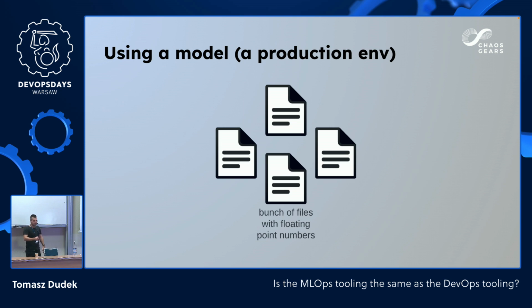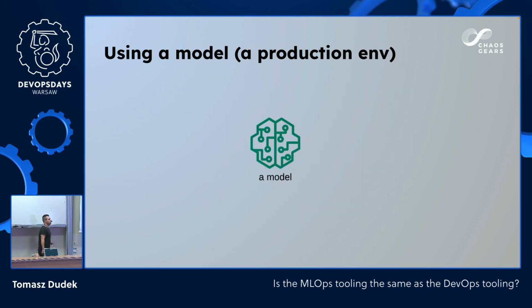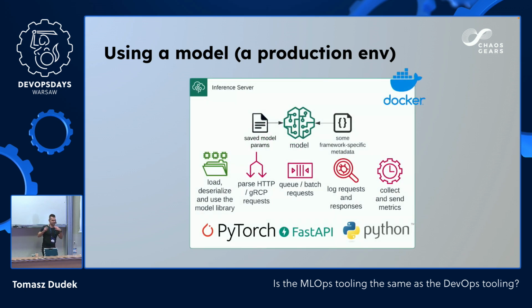But a bunch of files is not yet useful. It doesn't let other people or other applications use a model. So we need to do something about it. And we do that in forms of inference servers. So we wrap that model, this bunch of files, into a tiny containerized application that knows how to load those files into a memory, how to use the model library, how to process requests that will eventually come to this container, knows how to log requests and responses, how to collect metrics, and so on.